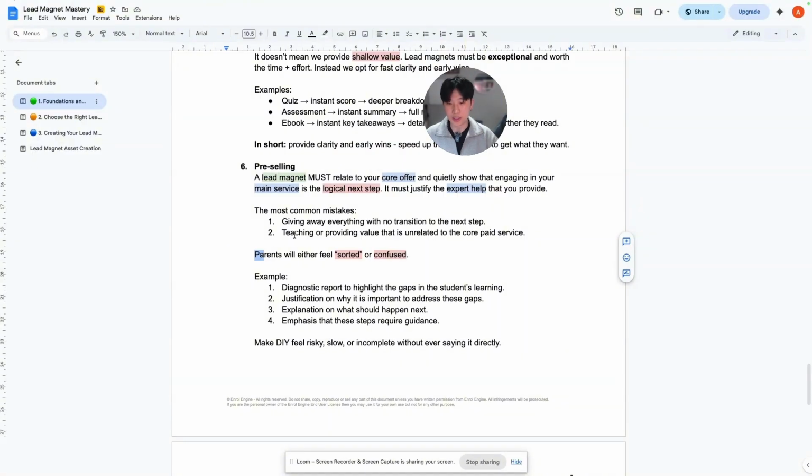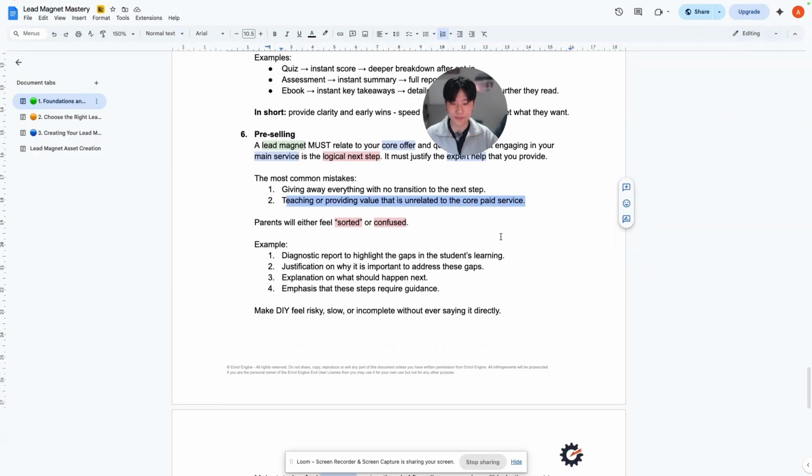So as a result of these 2 common mistakes, parents will either feel sorted, like they don't need to reach back out to you, they don't have a next problem, they're done, and you've just solved it for them and they'll never come back to you, or will come back way later down the line. Or they'll feel confused because what you're providing value for is just completely unrelated to what you do in the first place in the business.